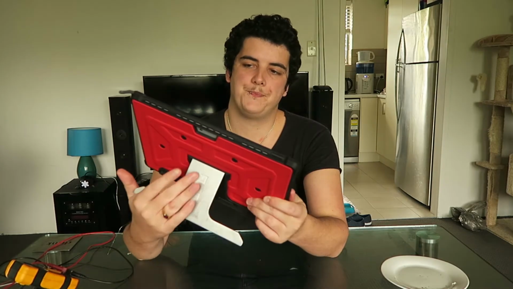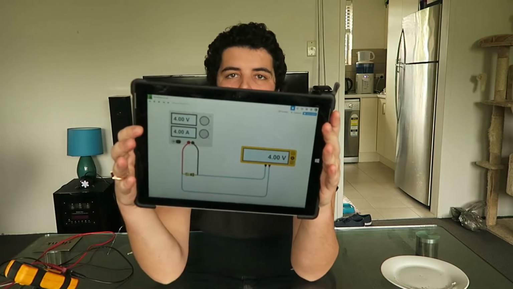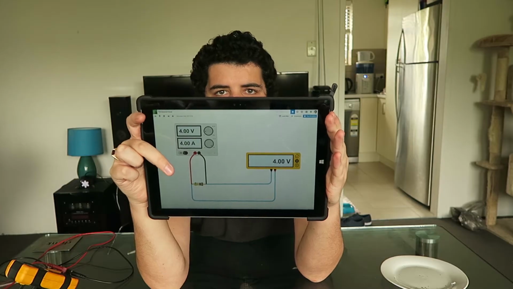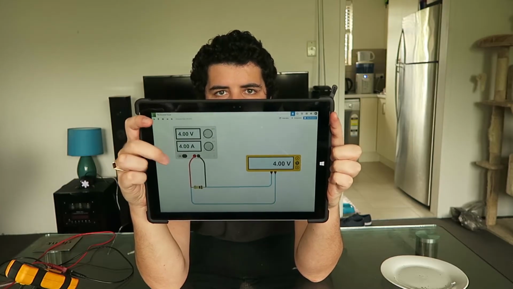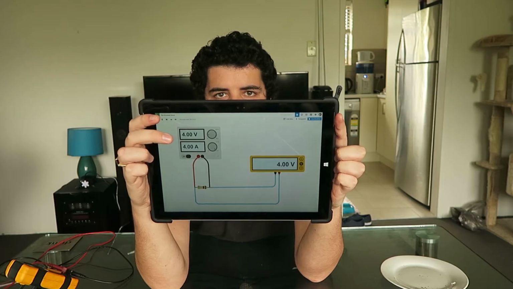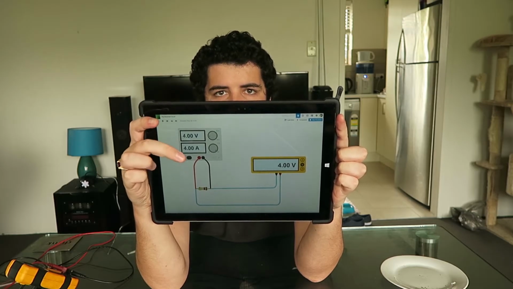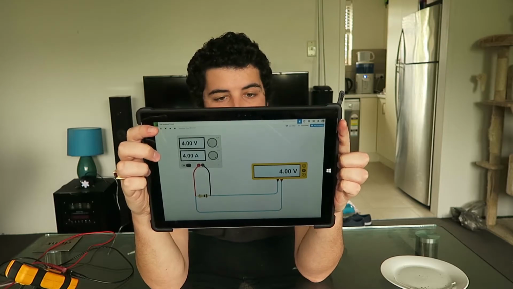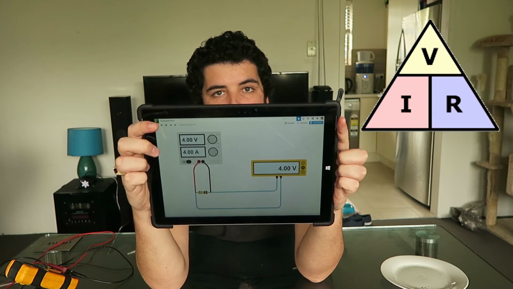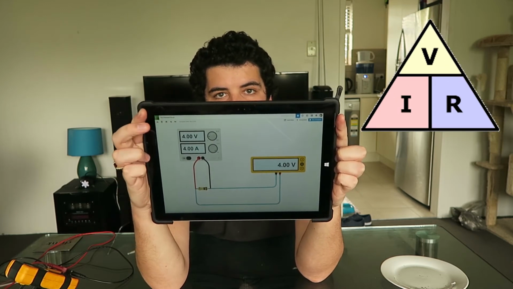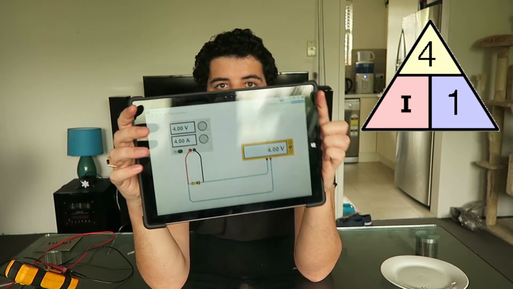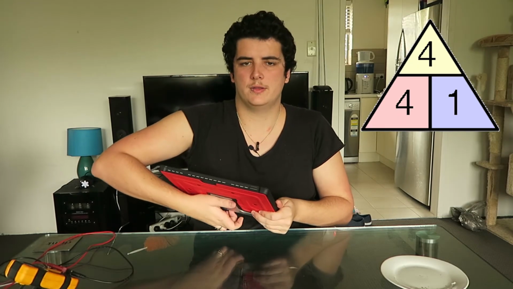We have a little simulator here. We have a 5 volt supply. We have a 1 ohm resistor. We have a multimeter measuring the potential across the resistor. And here you can tell that it shows that the current flowing through this wire, through this resistor, is 4 amps. And that's because of Ohm's law, right? I equals V on R. So if we have 4 volts on top of 1 R, 1 ohm, 4 and 1 is 4, right? So we're going to get 4 amps of current flowing through that wire.